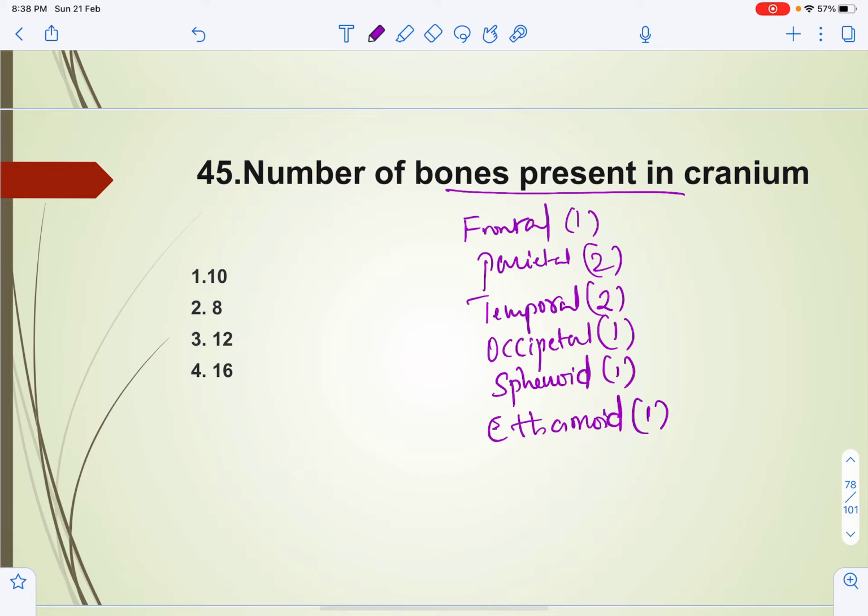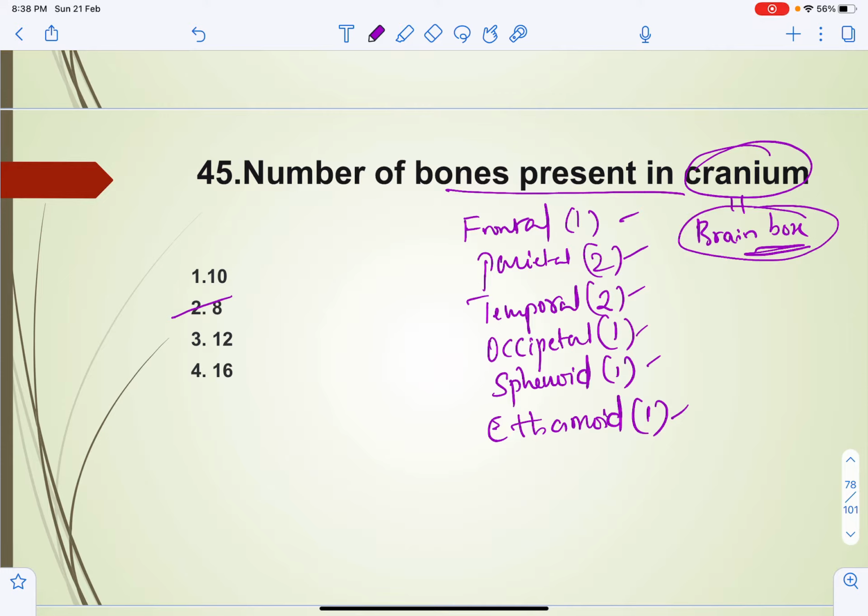So these are the bones. Total 1, 2, 3, 5, 7, 8. So 8 bones are present in the cranium. These 8 bones form the cranium. The cranium is also called the brain box, which protects the brain. Hence it is called the brain box. Right. So here we can also expect a question.